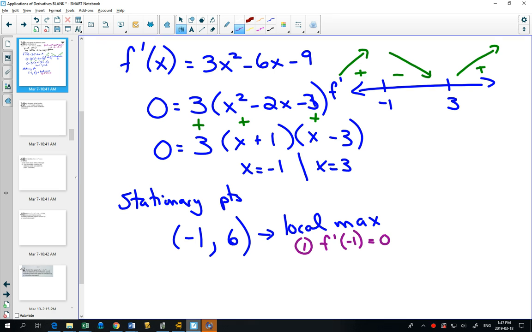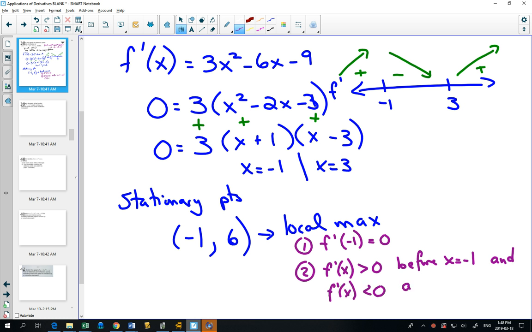And then reason number 2 is that the derivative is greater than 0 before x equals negative 1, and the derivative of x is less than 0 after x equals negative 1. And so I'm just basically describing the positive and the negative that we see on that sign diagram. Okay?